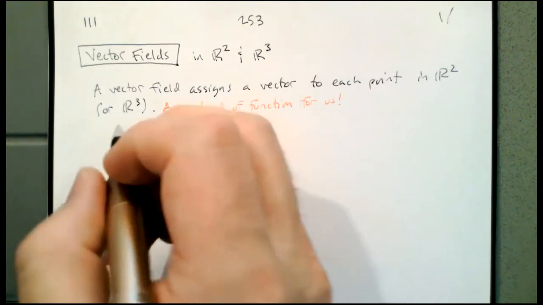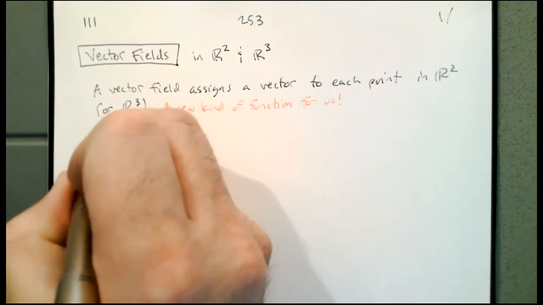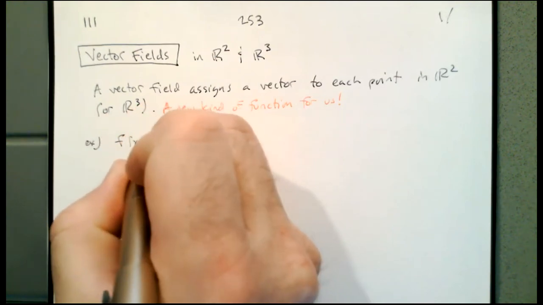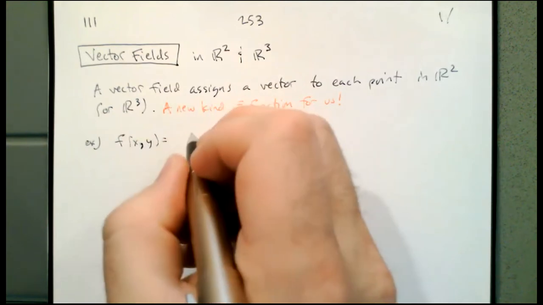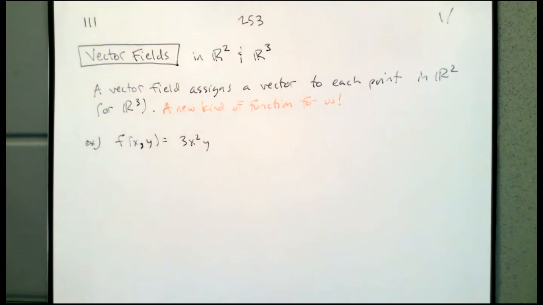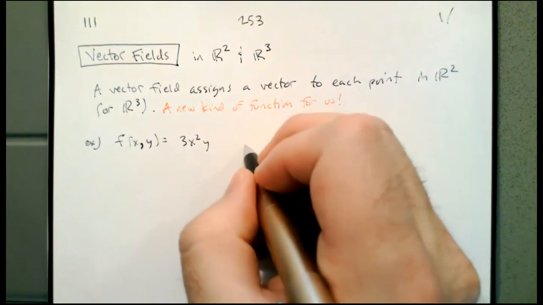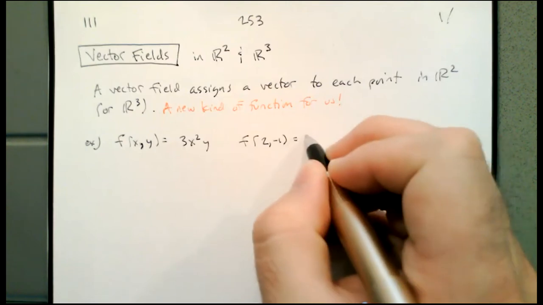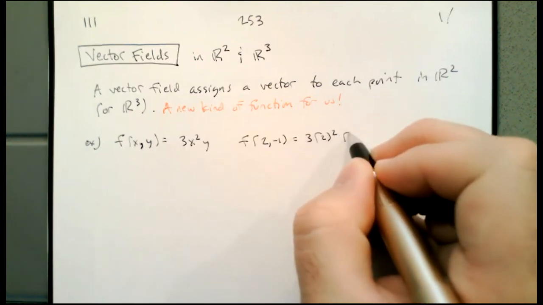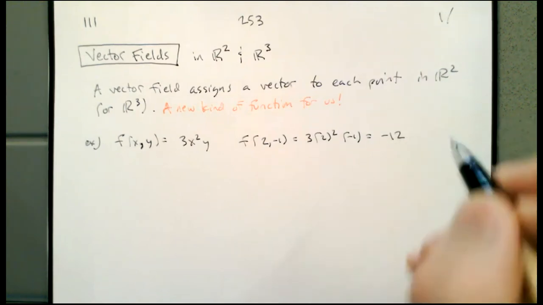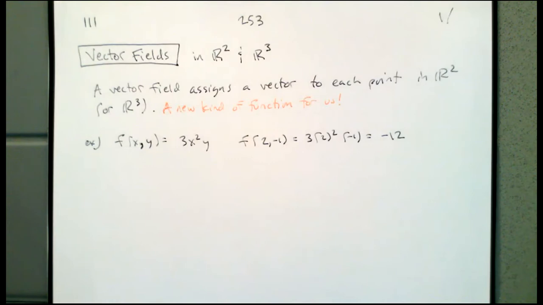Before, when we had functions, I said, let's say f of xy is 3x squared times y. So to each point xy, we're just assigning a scalar. So f of 2, -1 will be 3 times 2 squared times -1, and whatever that is, -12. It's early and it's a Monday, so I might not be able to do arithmetic.